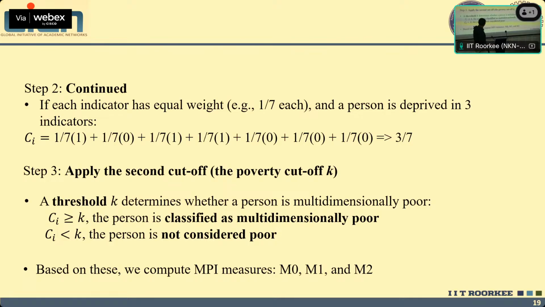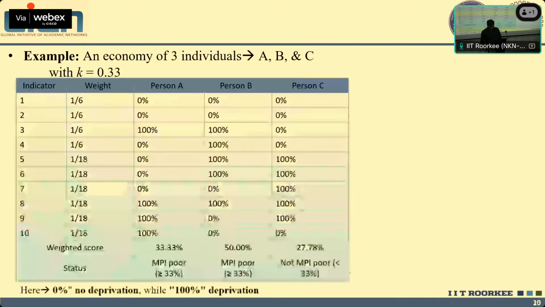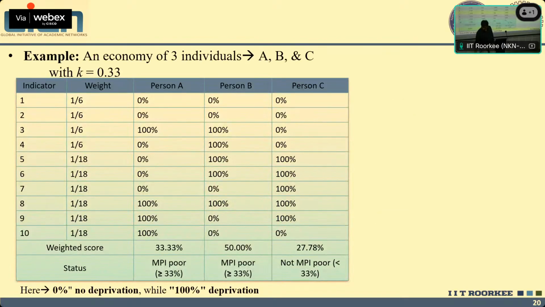So if CI is greater than that K limit, the person is of course defined as multidimensionally poor. Because we are calculating the deprivation score CI, and that is exceeding the K limit. Otherwise, the person is not considered poor. Based on these, we will compute all those estimations, the adjusted estimates M0, M1, and M2. Here is another way to calculate whether the person is actually deprived or not, and we can calculate the scores.